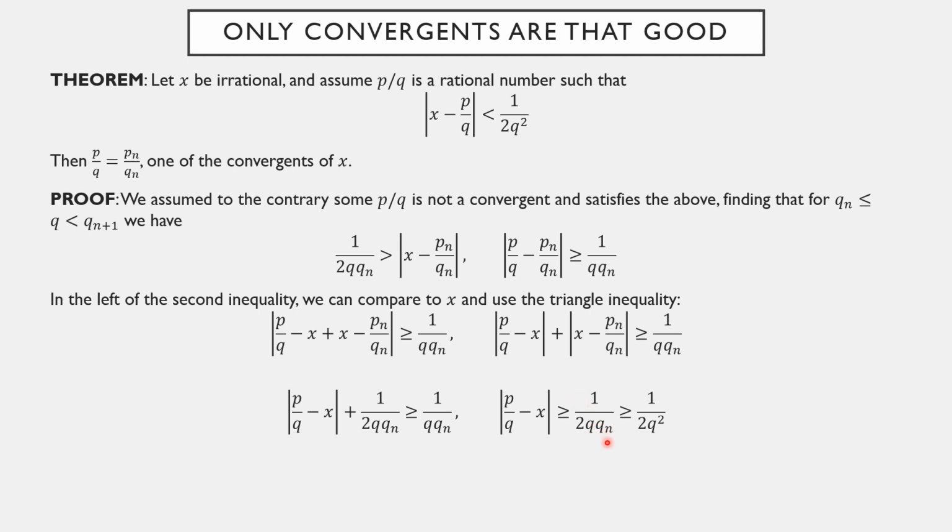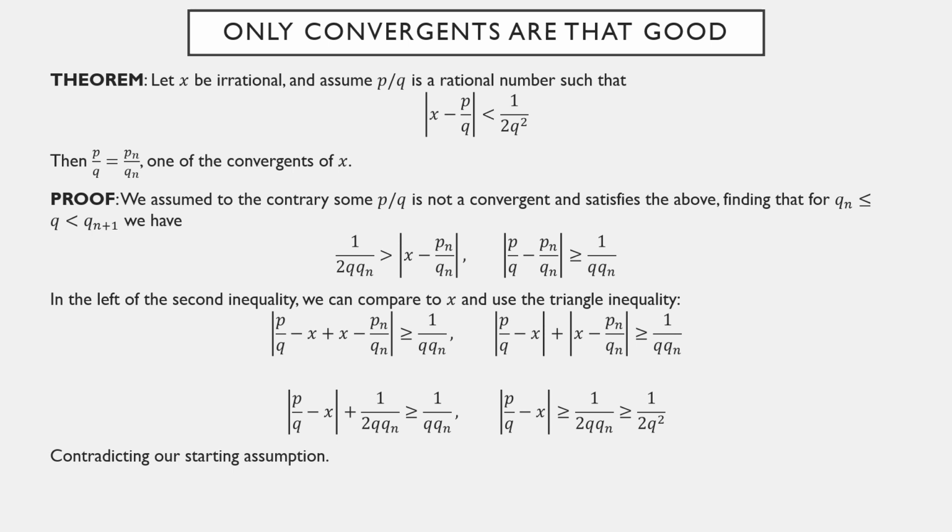But qn is less than or equal to q, therefore this is bigger than or equal to 1 over 2q squared. So p over q minus x in distance must be bigger than or equal to 1 over 2q squared, but that exactly contradicts the assumption that it was less than 1 over 2q squared.